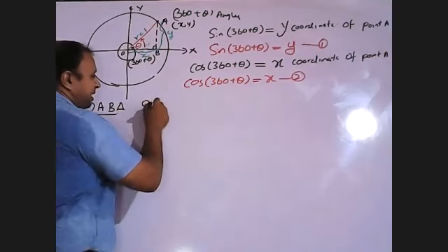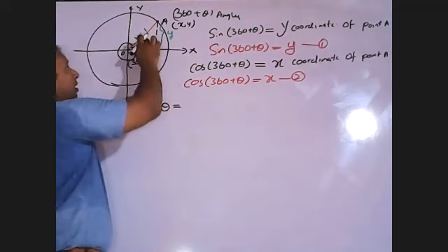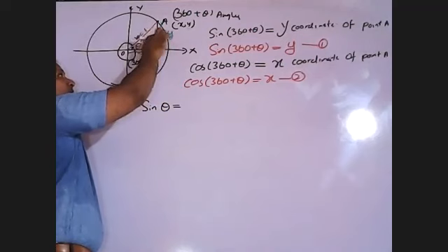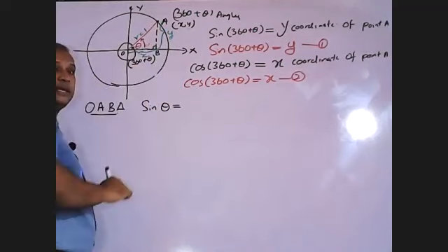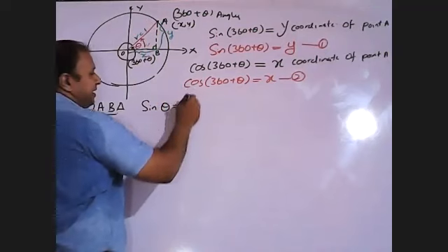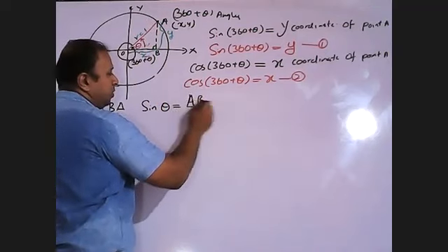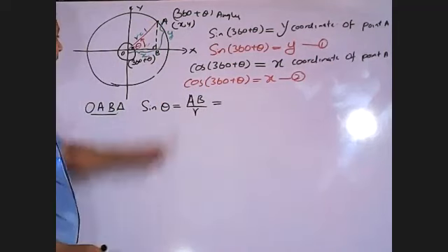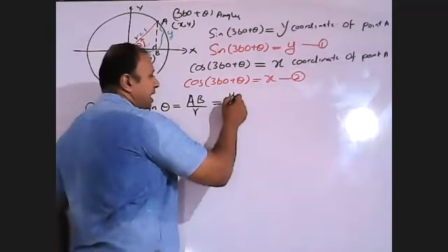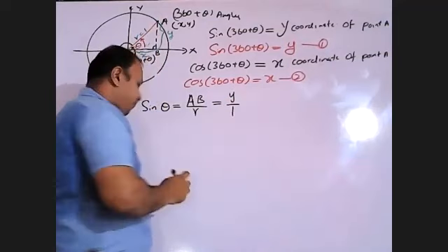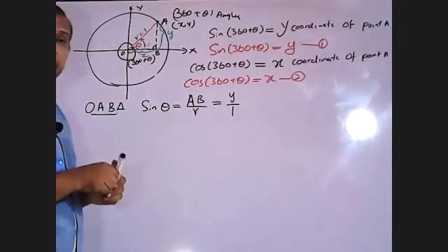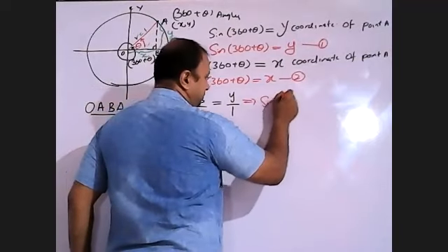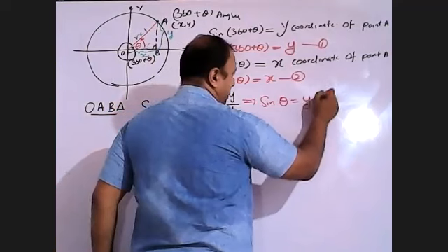Then I can write sine theta. Sine theta is equal to the opposite side over the hypotenuse. Now the opposite side is y, AB over the hypotenuse R. AB is y. R is equal to 1. Therefore, sine theta is equal to y. Put it as 3.